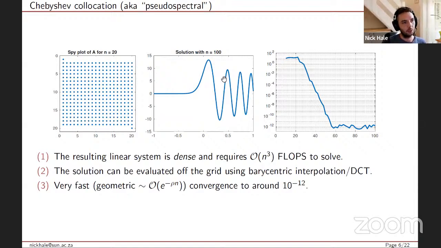But what we'd like to do is try and improve on that. We'd like to try and end up with a sparse matrix with geometric convergence. So that's where we're going to consider some other methods.